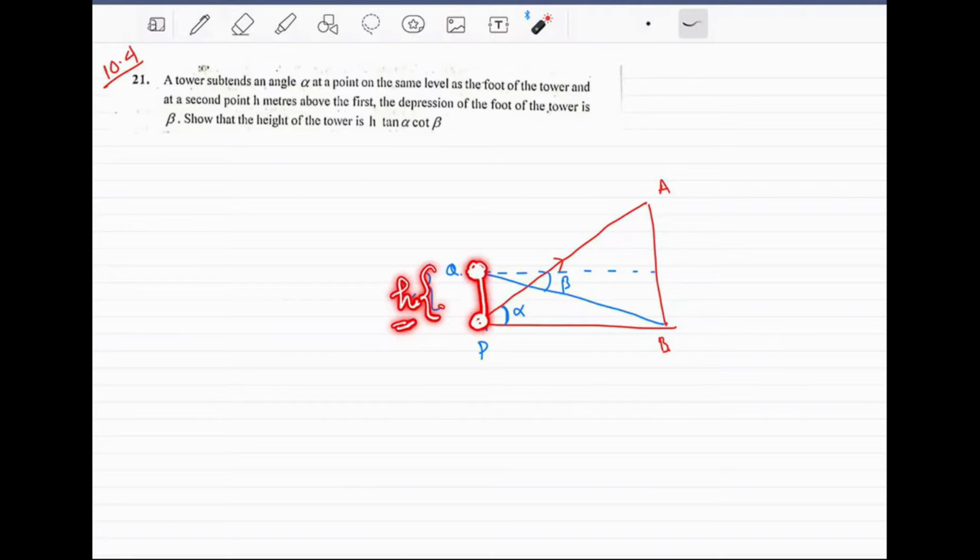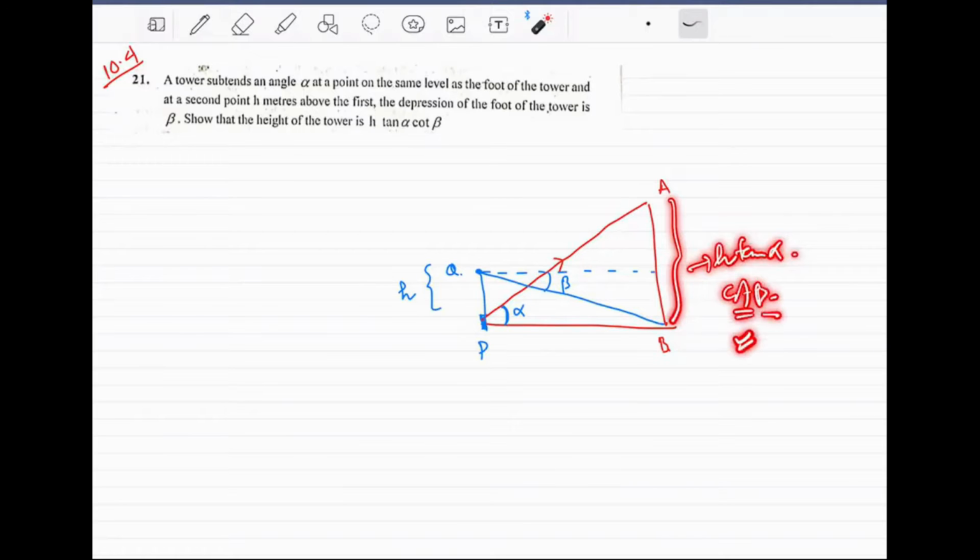The depression of the foot: we are looking down at the foot of the tower like this, and the angle of depression is how much? Beta. That's what the question is saying. And we have to prove that this AB is h tan alpha cot beta.